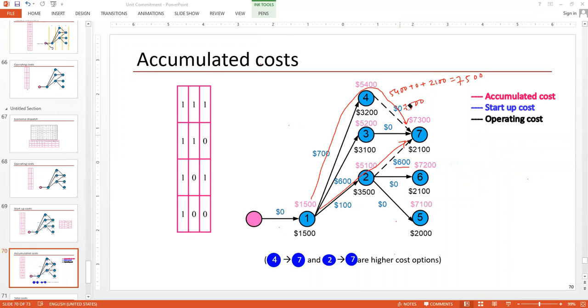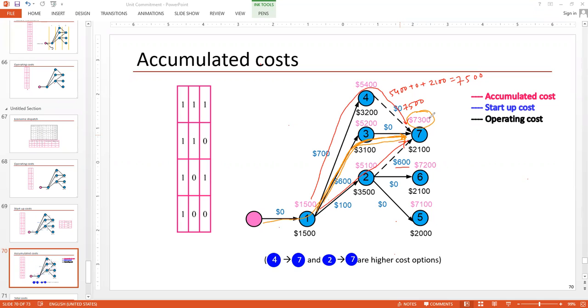Means you have 7500 coming along this path. You have 7800 coming along this path, and you have 7300 coming along this path: 5200 plus 0 plus 2100. So that is 7300. And we only keep the minimum cost. So there are 3 alternate paths to reach node number 7. We only choose the minimum one, which is this one. So this 7300 is basically the accumulated cost if we follow this trajectory, this strategy. That is 7300.